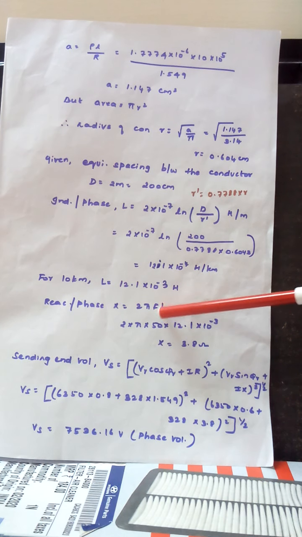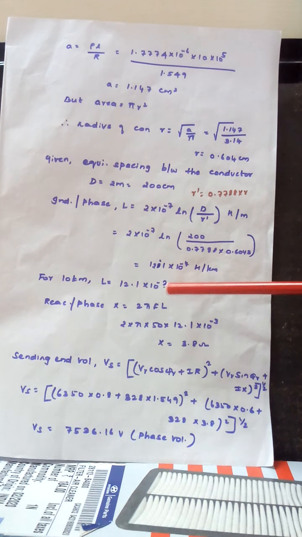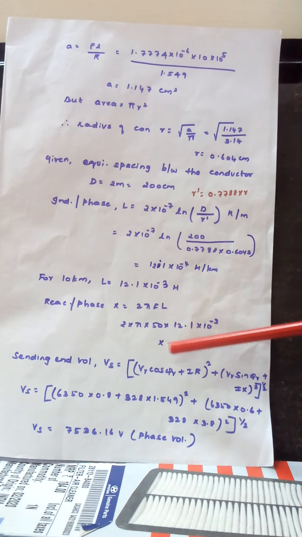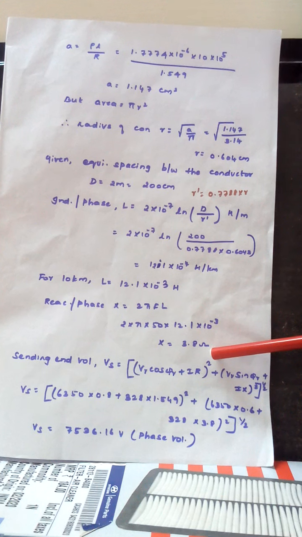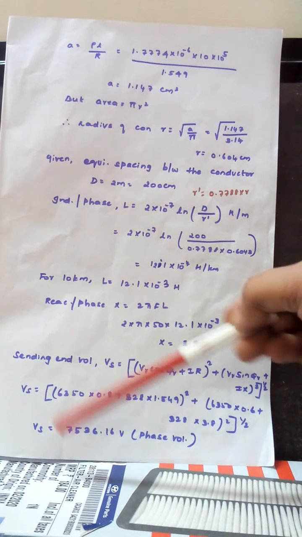So X equals 2πfL. The L value we got already, and the f value is 50 Hertz. If we substitute here, we get the X value as 3.8 ohm. So now we can find the sending end voltage.